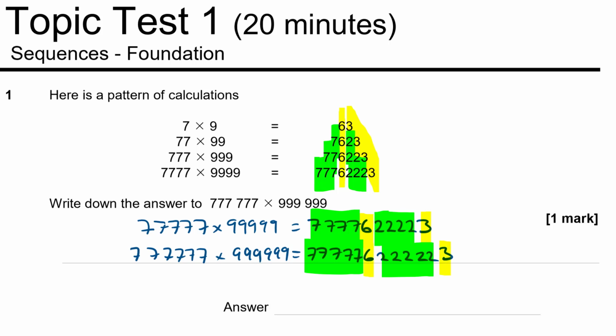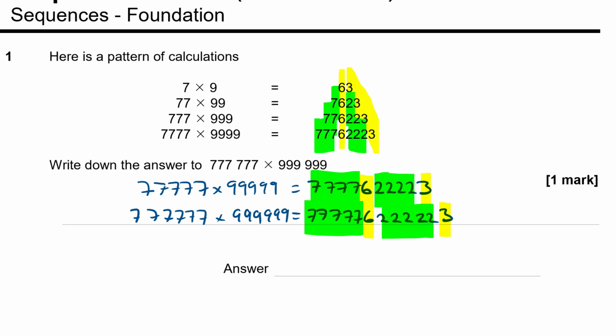Okay, so that's what I think the answer is going to be. So my answer: 7, 7, 7, 7, 7, 6, 2, 2, 2, 2, 2, 3. Now I think if I actually type that into my calculator, it might blow up. Hold on, let's have a look.